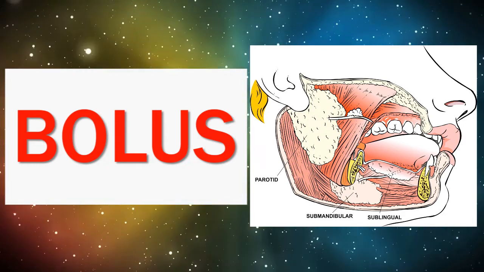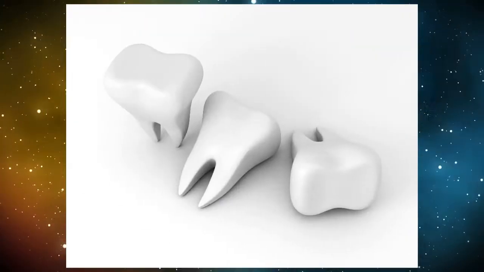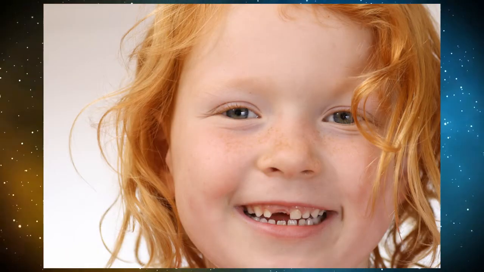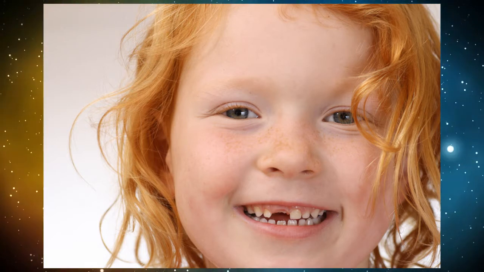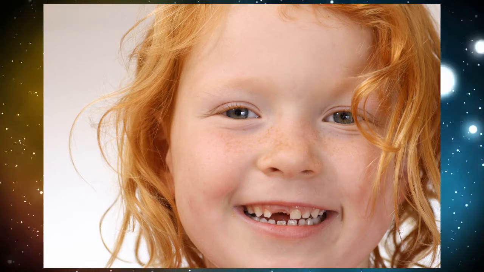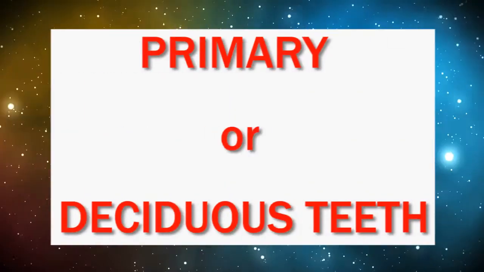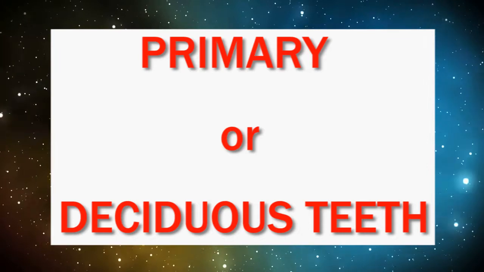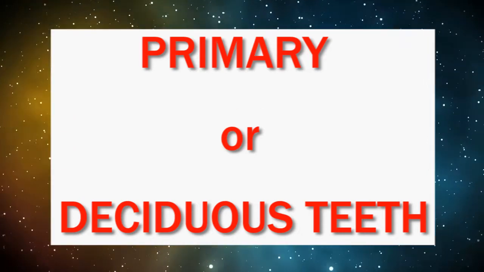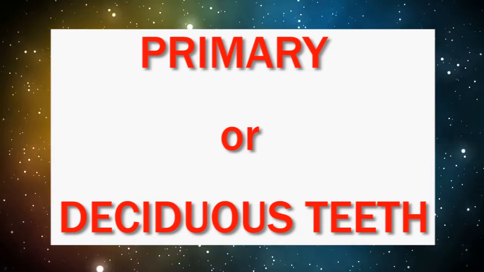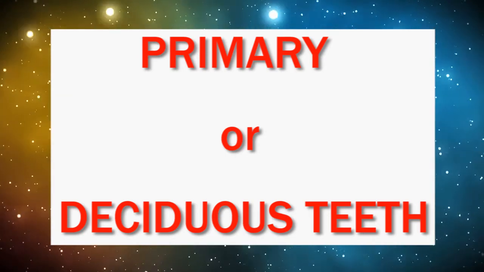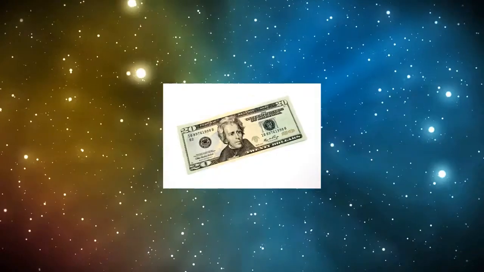Last but not least, we have our teeth. Remember when we were kids and used to yank them out to give to the tooth fairy? Well, those teeth that the tooth fairy took are called the primary or deciduous teeth. There are 20 deciduous teeth. So if the fairy left you $1 for each one, well, then you got 20 bucks.